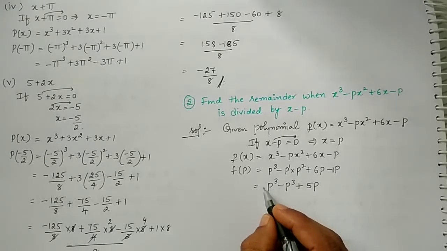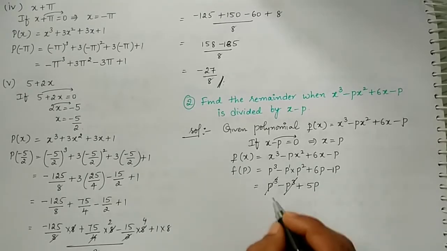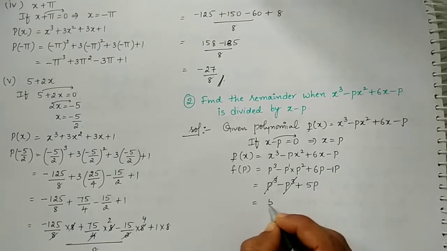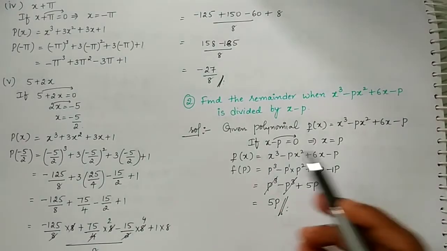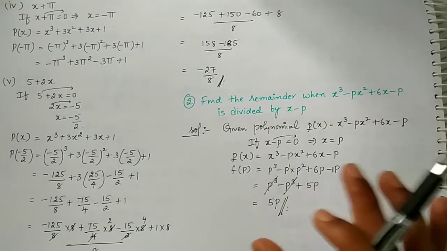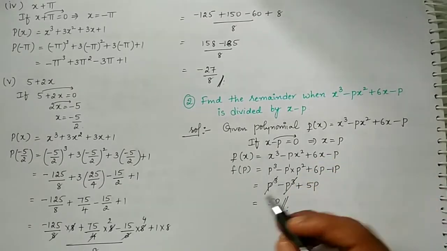So here we have plus p cubed and minus p cubed; they get cancelled, and what is left is 5p. So 5p is the remainder when I substitute x equals p in the given polynomial. Understood? This is a very simple problem, so you might have understood. And now we'll move on to the third question.